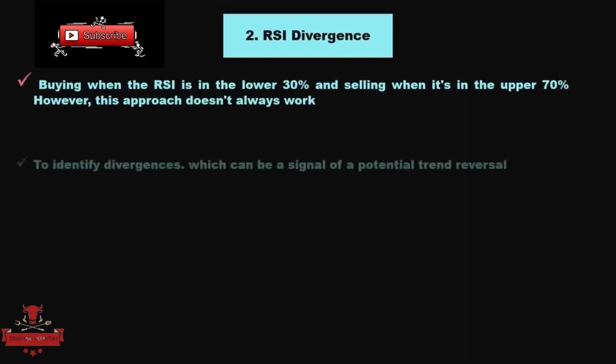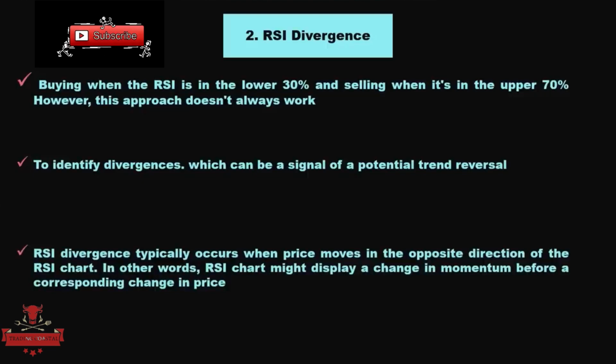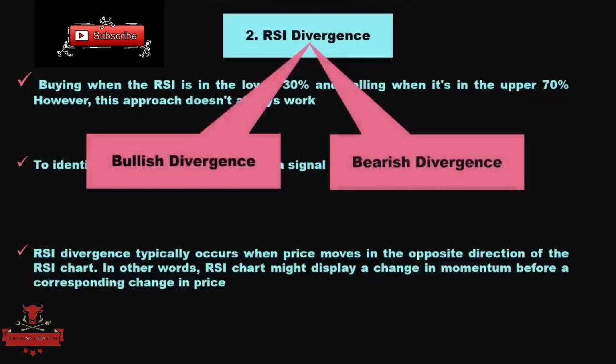Instead, I use RSI to identify divergences, which can be a signal of a potential trend reversal. RSI divergence typically occurs when price moves in the opposite direction of the RSI chart. In other words, the RSI chart might display a change in momentum before a corresponding change in price. There are two types of RSI divergence: bearish and bullish divergence.